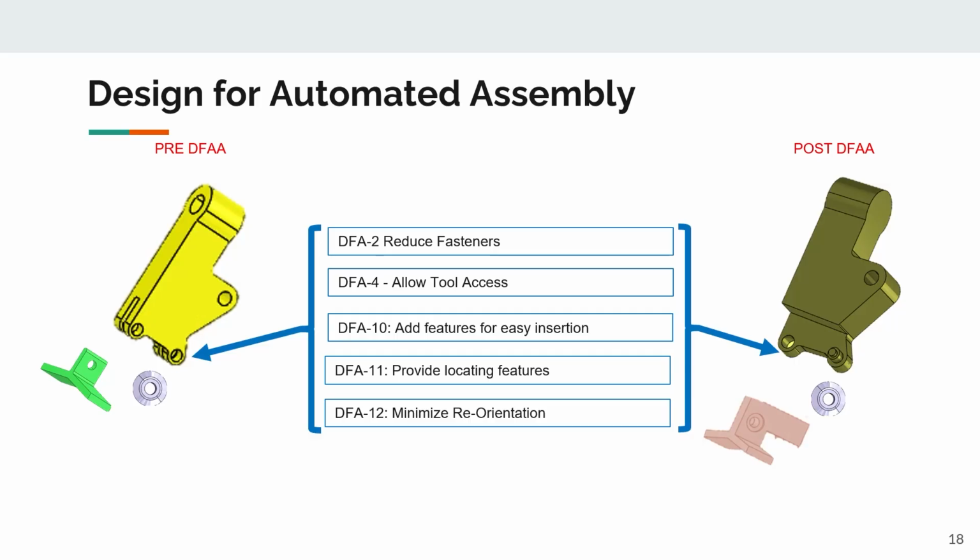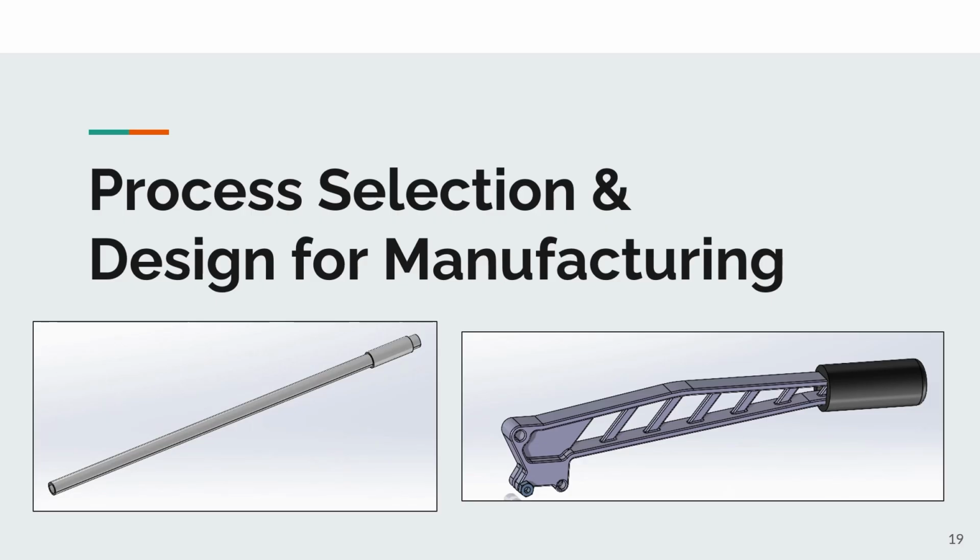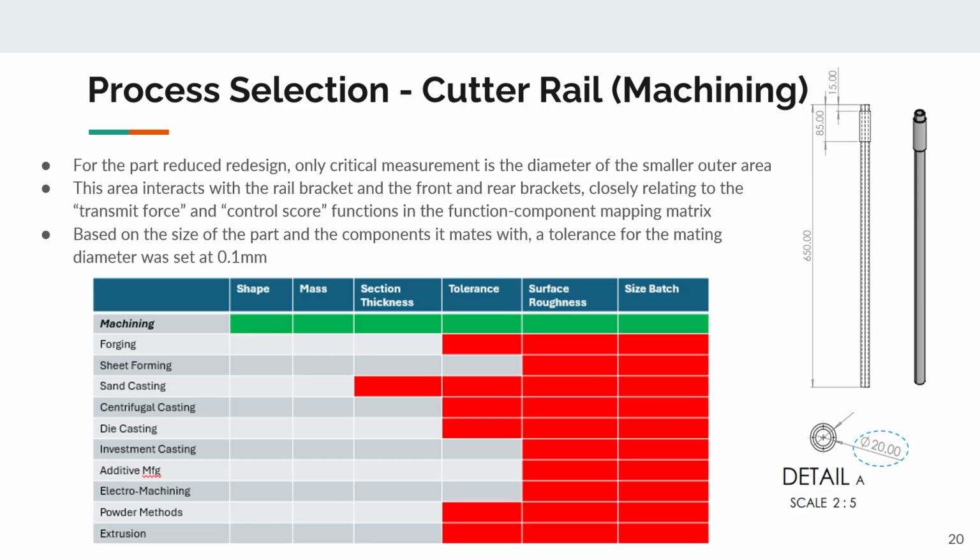We will now cover process selection and design for manufacturing. The cutter rails and spacers were chosen as our module parts for redesign and were combined into a single component. The main area that contributed to the function component mapping matrix is the smaller 20mm diameter that interfaces with the front and rear brackets for assembly, and the slide area that interacts with the rail bracket. This area corresponds to the transmit force control score functions. A tolerance of 0.1 millimeters for the diameters was set.